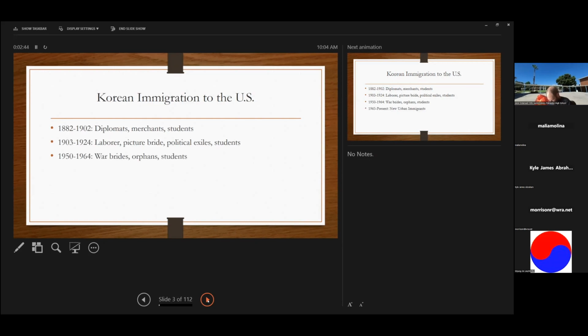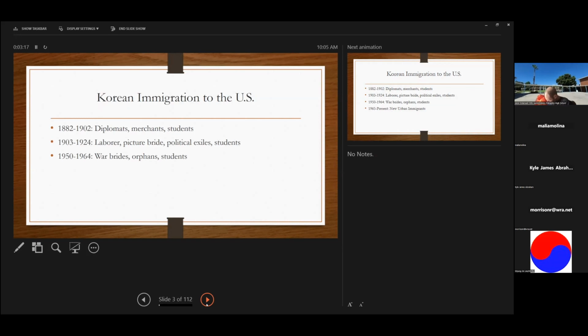But all Asian immigration stopped as of 1924 because of the passage of the Immigration Act of 1924, which eliminated all Asian immigration altogether. Korean immigration to the United States resumes around 1950 with the outbreak of the Korean War on June 25th, 1950. And between 1950 and 64, war brides, orphans, students and diplomats arrive.